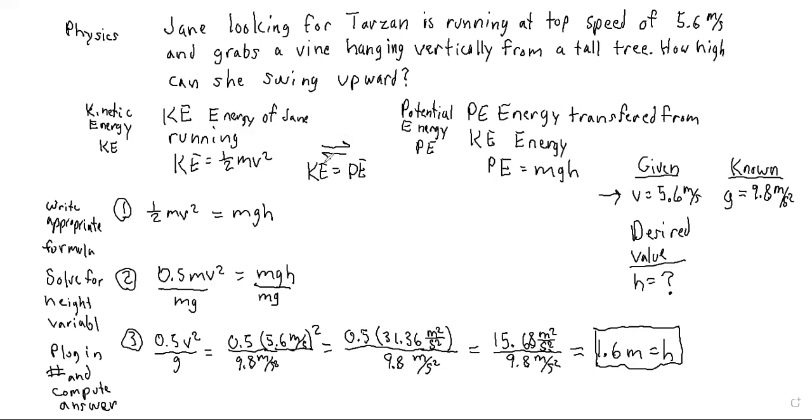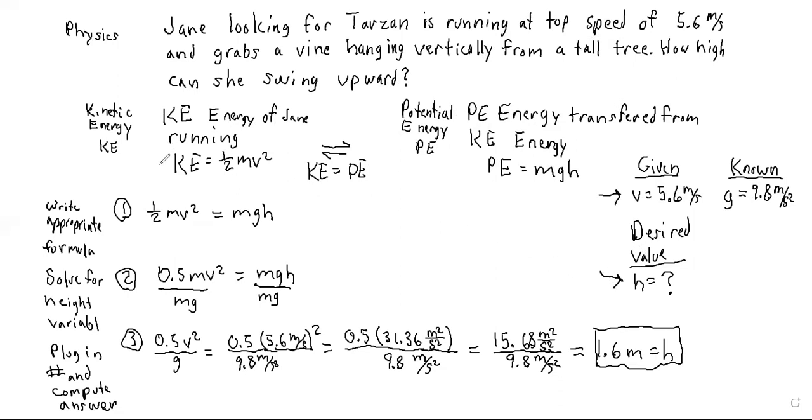Now, that energy is going to be transferred into potential energy based on the height that she swings, right? And that height is pretty much the energy transferred from Jane's kinetic energy when she was running. The formula for potential energy is mass times gravitational acceleration times the height, right? We know the value of g is 9.8 meters per second squared, so we wrote that down as known. Finally, we have to know what they're looking for. They want to know how high she can swing upward running at that rate. So the desired value we wrote here is h.